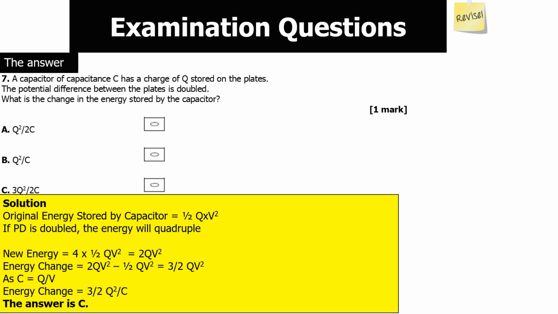So the energy change is going from 2QV squared minus a half QV squared, which is 3 over 2 QV squared. Now as we know C is Q over V, therefore the energy change is going to be 3 over 2 Q squared over C.